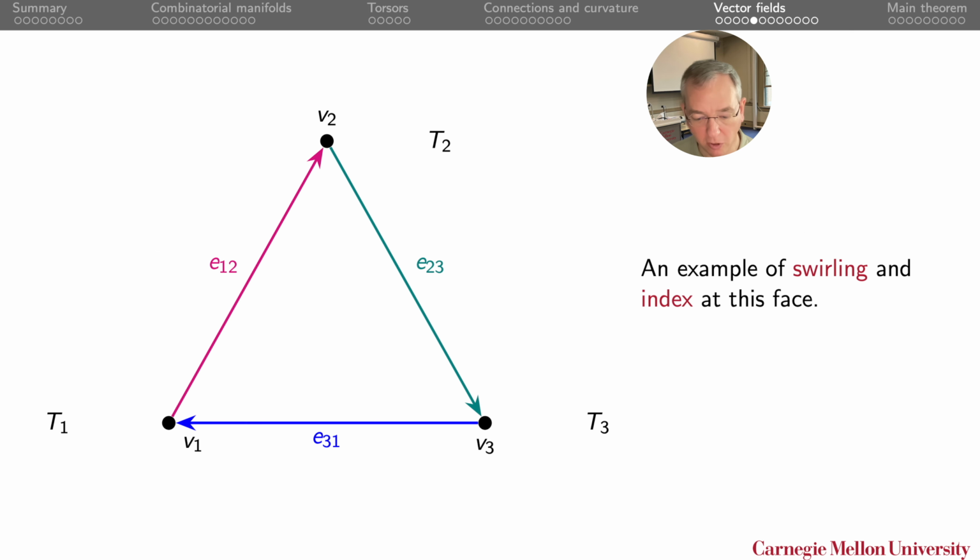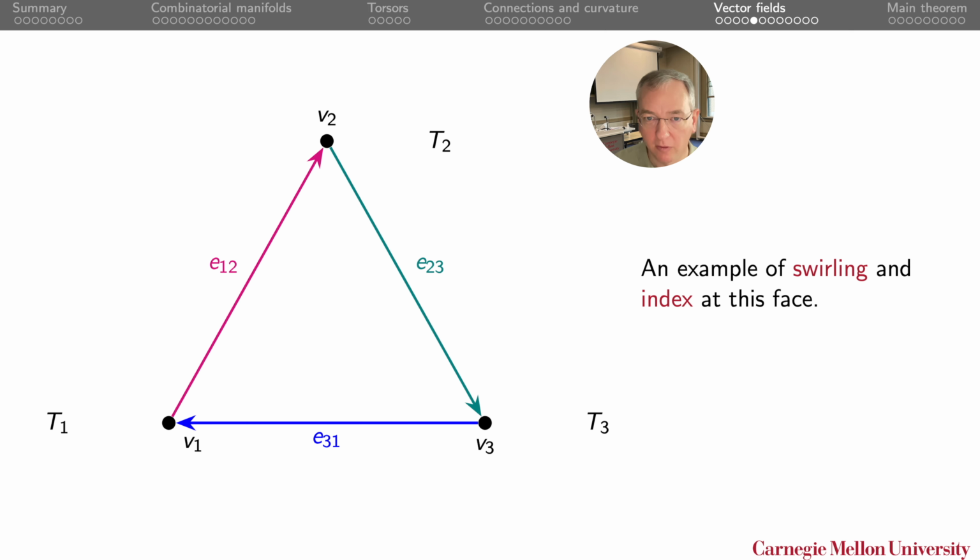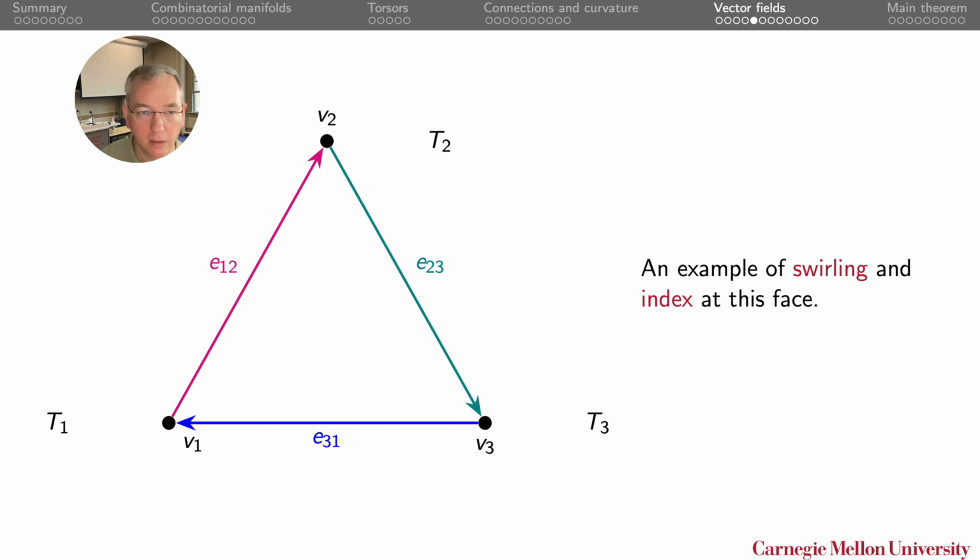We'll use some pictures here. So I think I might have to move again. Let us do that. I'll move over here. Good. So here's an example face. It's got the vertices V1, V2, V3, and then there's the three tangent spaces, the three links, T1, T2, T3. And I've named the edges EIJ. And we'll look at an example of what we're going to call swirling and then index on this face.